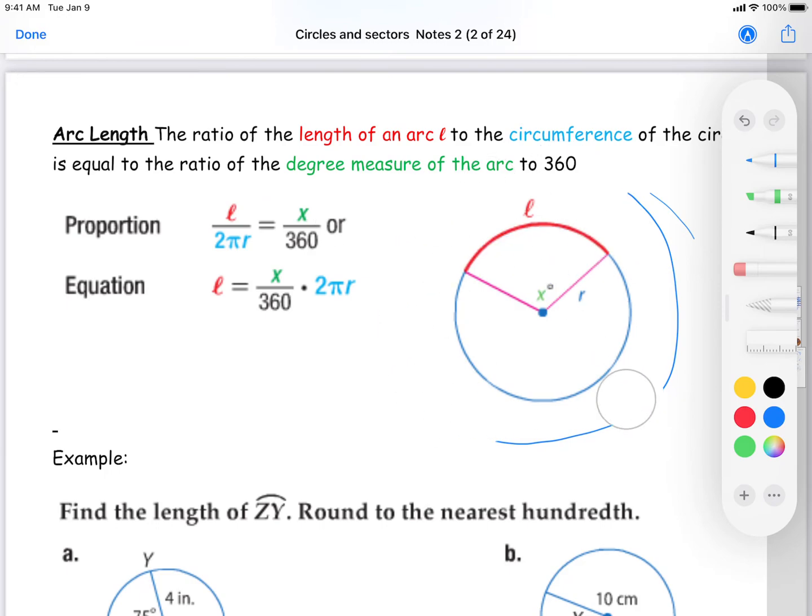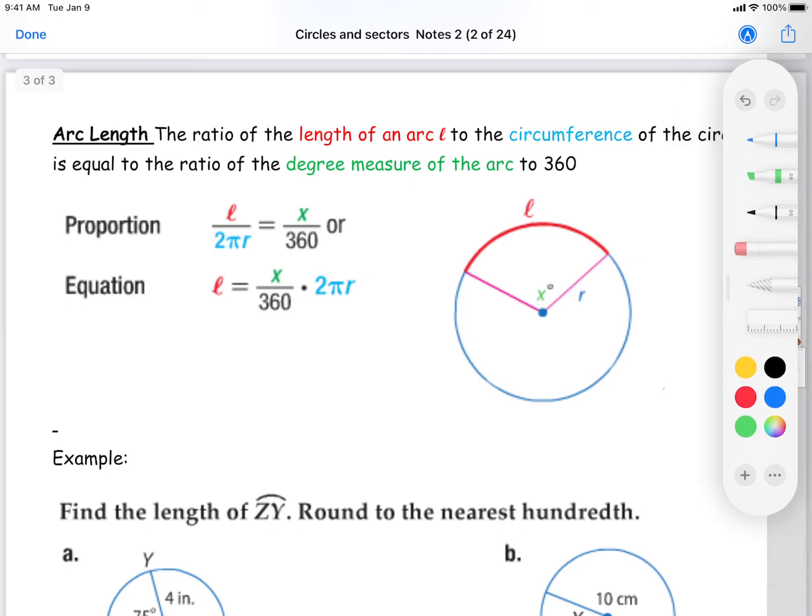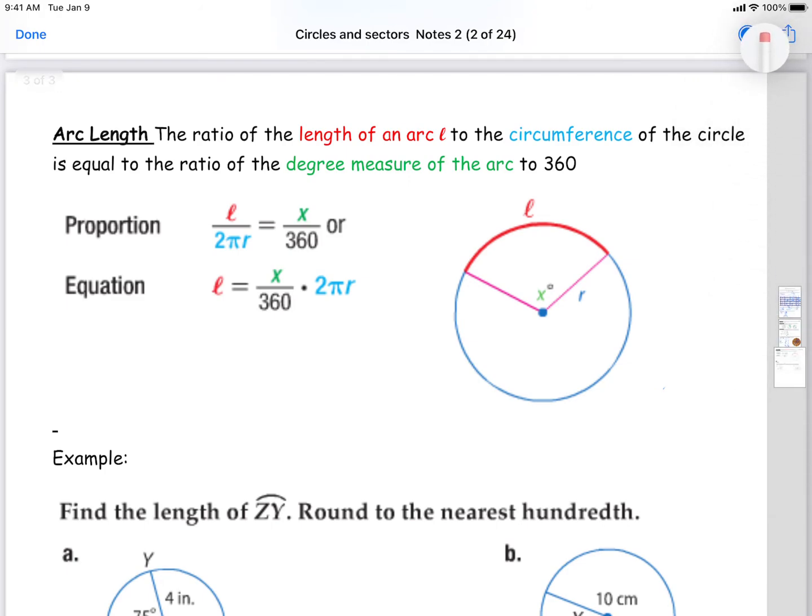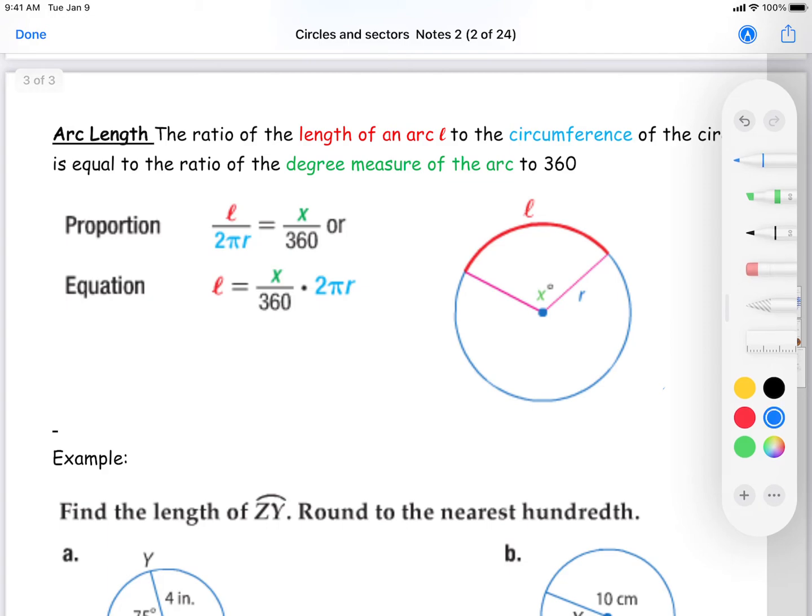So arc length then, right? Since my formula for circumference is 2 pi r, the arc length L over the circumference, which is 2 pi r, is equal to my central angle over 360. Now again, the equation that people give you for arc length is they just multiply the 2 pi r over, right? But again, I prefer you to use this one, because it'll actually help you.